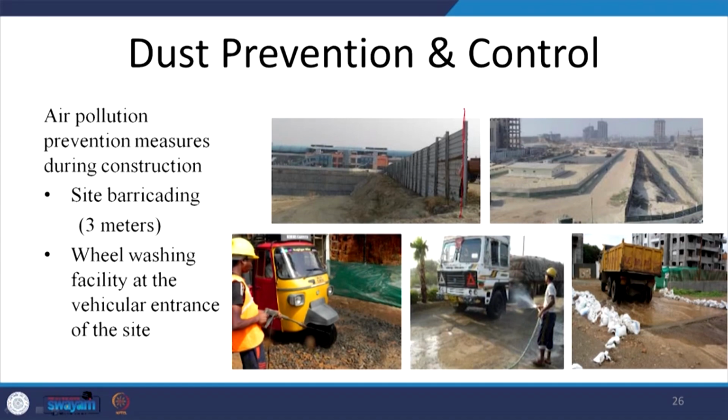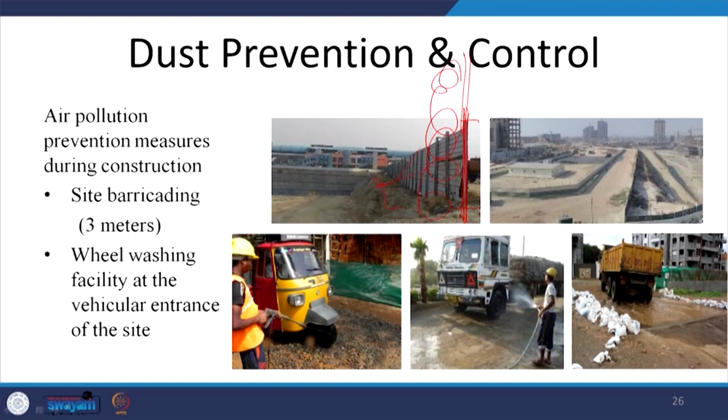So, we have to barricade the site. Now, you would find that in India earlier there was no barricading which was happening, but now almost all large projects are barricading. So, the entire site would be barricaded with at least 3-meter high barricades, and these barricades may go up. So, this will contain the air pollution to the construction site only.